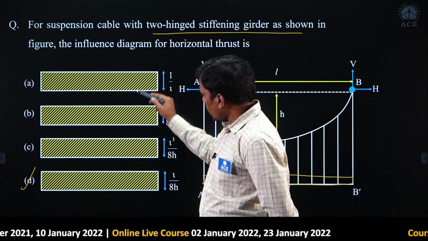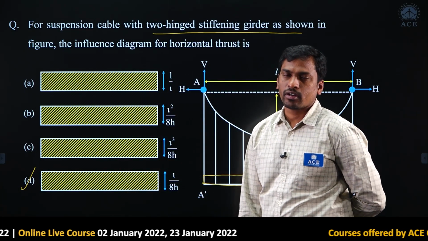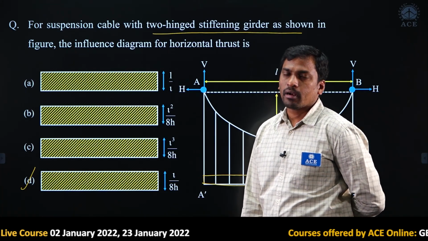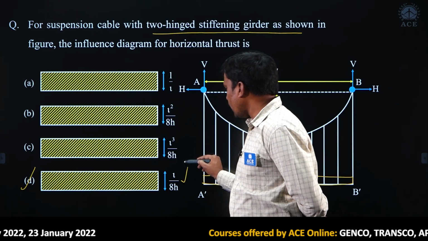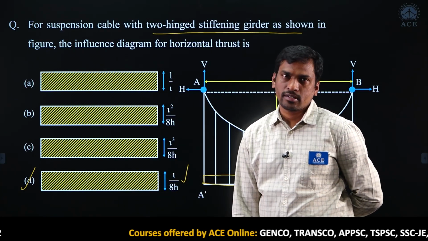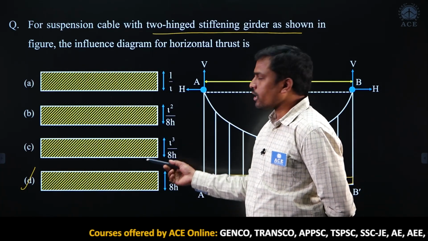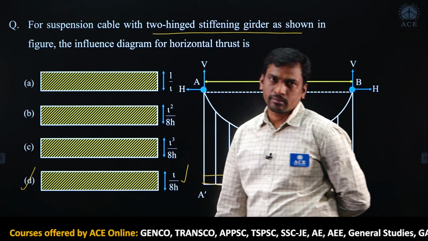If you see, the ILD for horizontal thrust is the same everywhere for a two hinged stiffening girder, and the value is L by 8H. These are the standard values, please. We can also derive this one. So option D is correct.